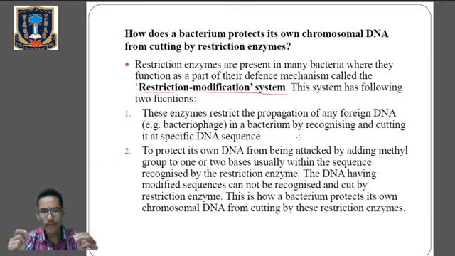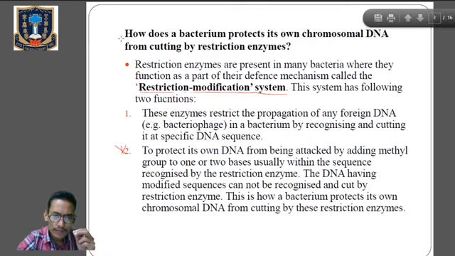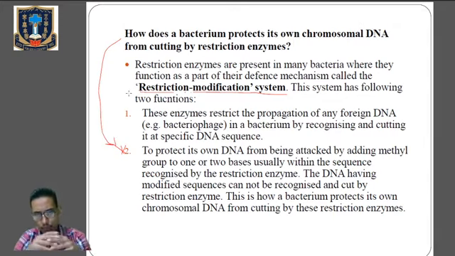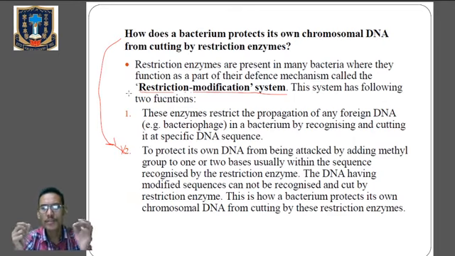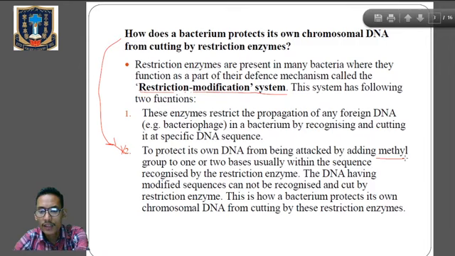Number two is the most important one. Okay, number two is the most important one for you, and the answer of these questions is easily given by this point number 2. So to protect the own DNA, bacterial chromosomal DNA, from the action of restriction enzyme, this restriction modification system will add methyl group. Listen very carefully, it will add methyl group to one or two bases.